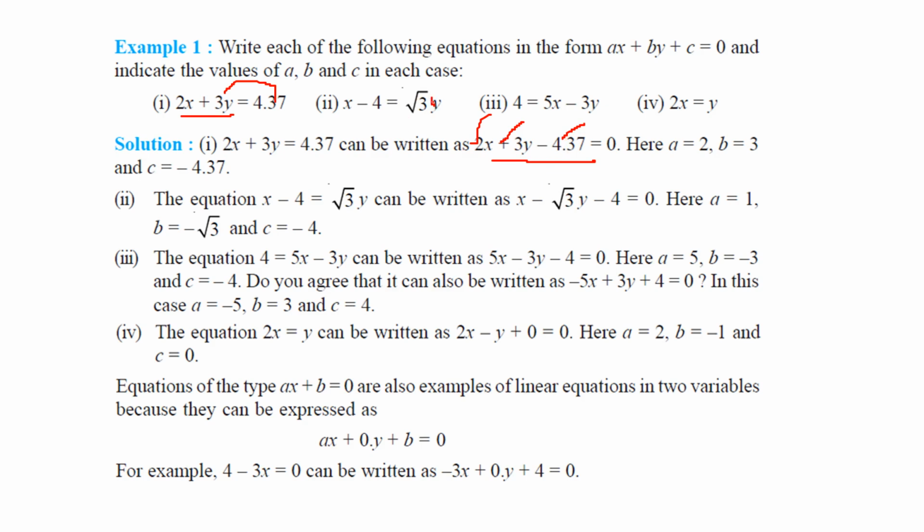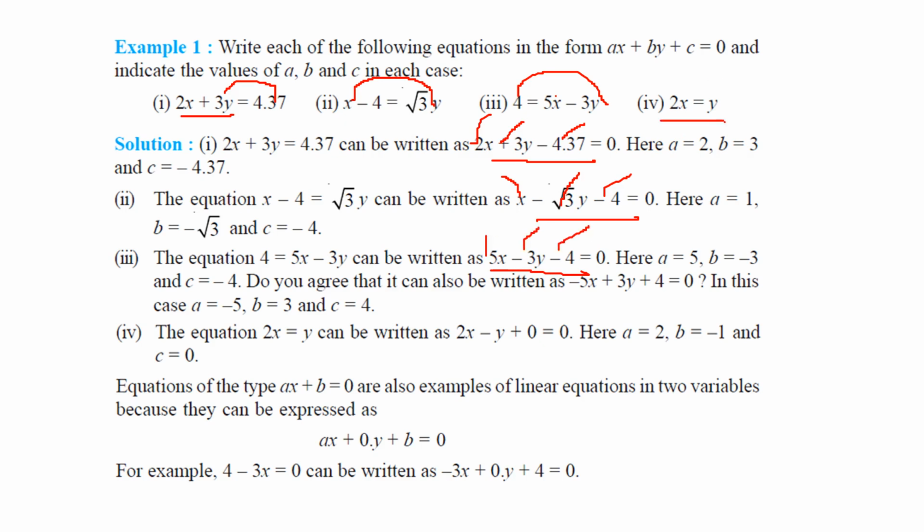Similarly, take minus root 3y to the left hand side, it will be x minus root 3y minus 4. a is 1, b is minus root 3 and c is minus 4. In this case, 5x minus 3y, take 4 here, minus 4. 5x minus 3y minus 4, a is 5, b is minus 3, c is minus 4.